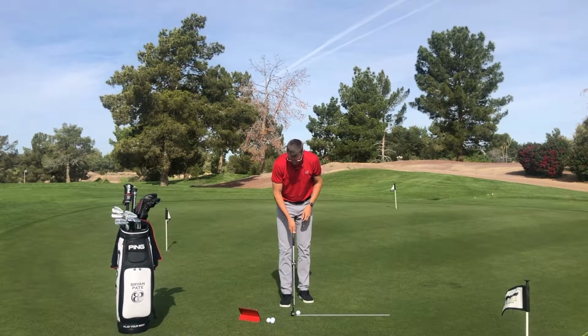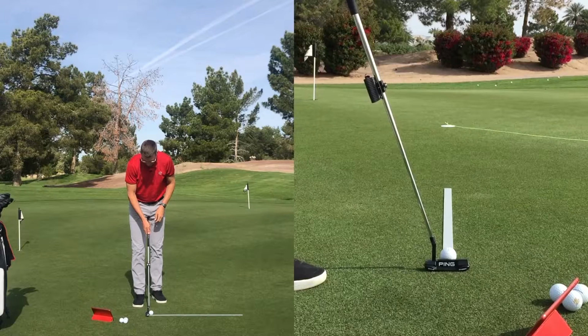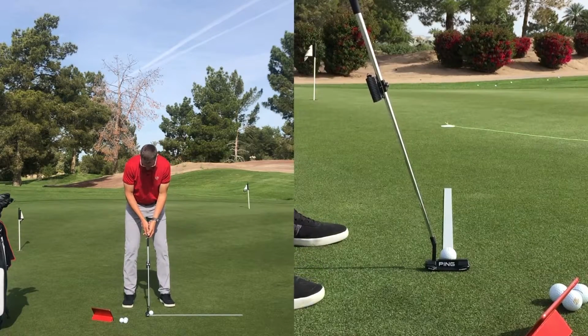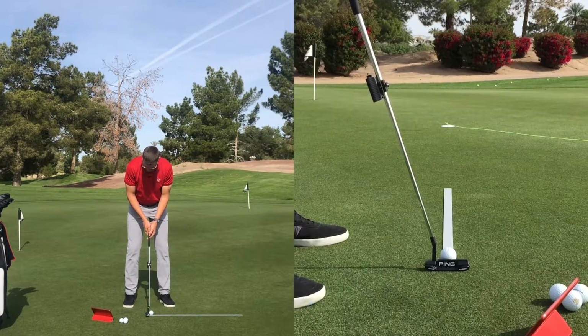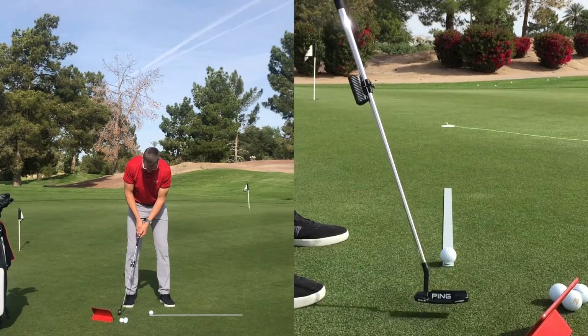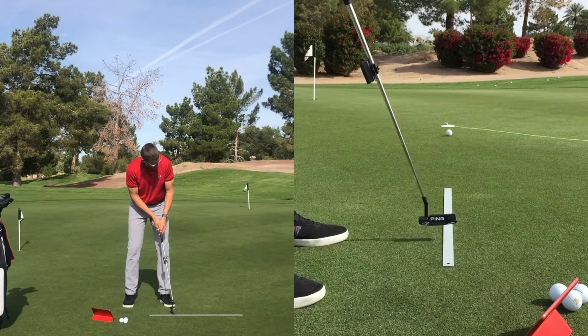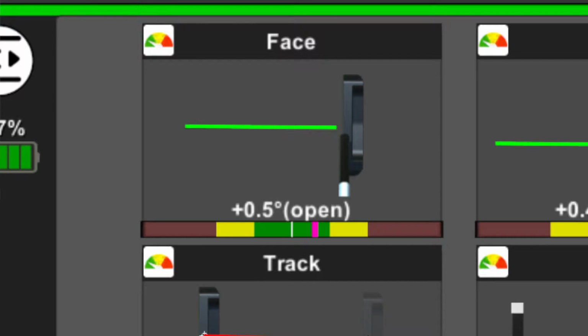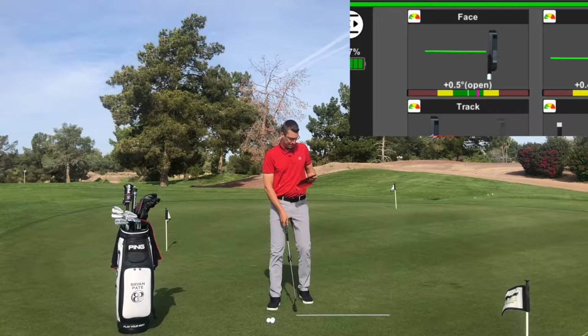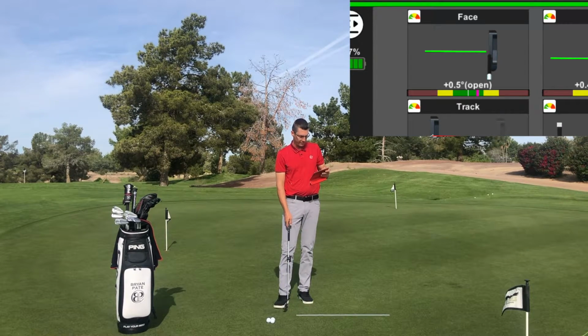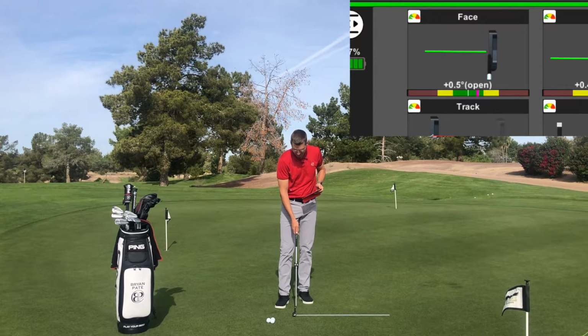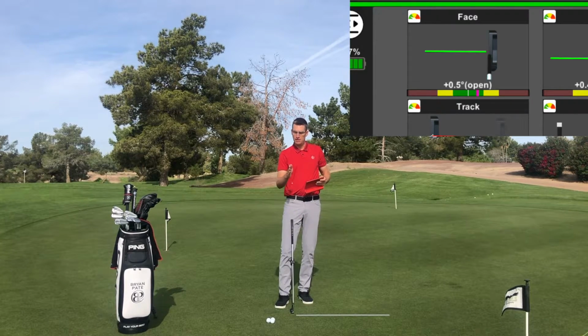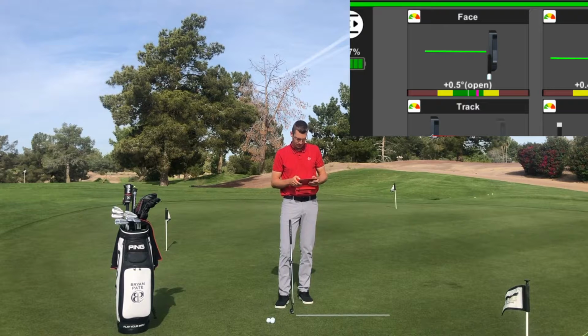So as we're ready to roll a putt, I'm going to try to start my blade pretty straight and then make a stroke. And we'll take a look at that one. So as we're looking at it, it's saying that it's plus 0.5 degrees open. So that means from setup to impact, the putter opened 0.5 degrees.